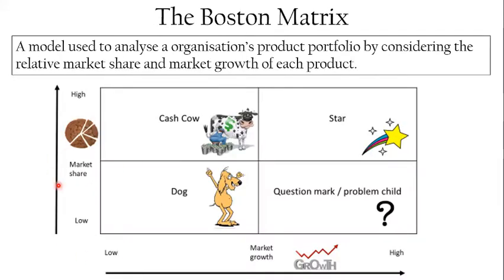The other thing that you need to be aware of when you've got a product portfolio is the Boston Matrix. This is worth spending some time studying, but basically the Boston Matrix looks at products by their market share and the market growth. If you are in a high growing market, that can be good for you. If you've got a high market share, that can also be good for you.